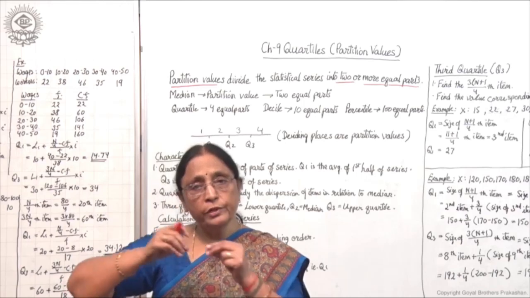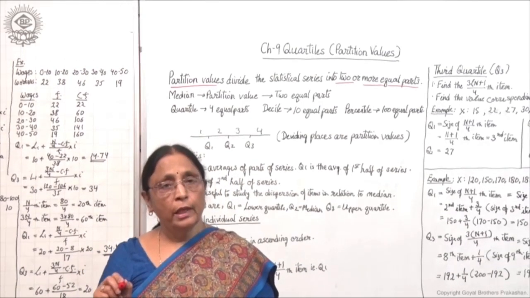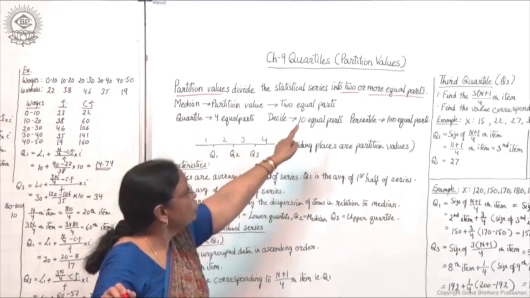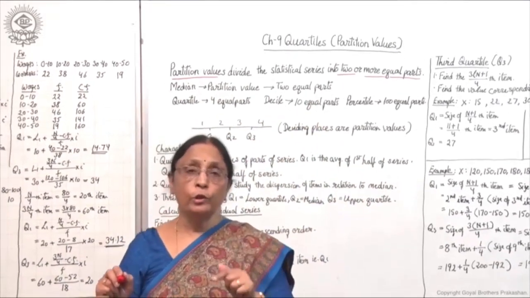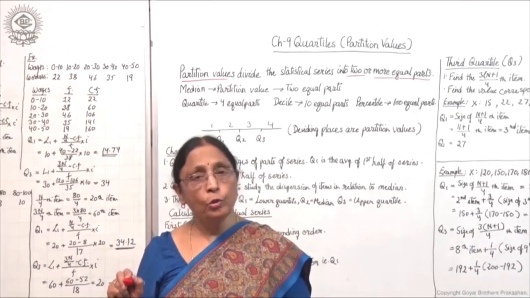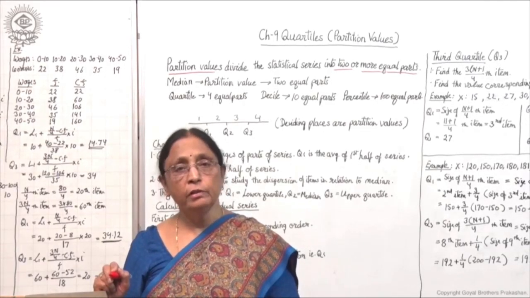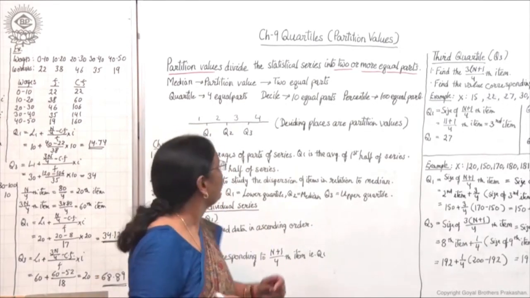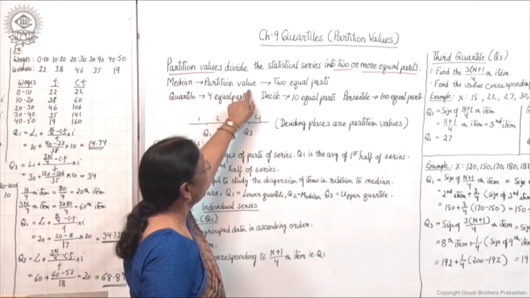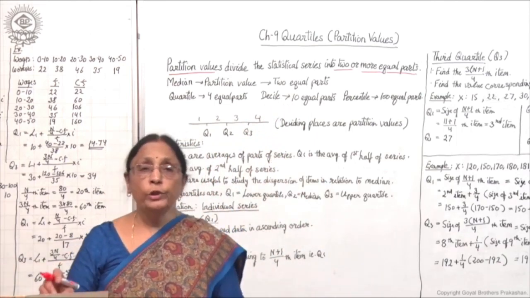So the whole series is divided into equal parts, and partition values divide the series into two or more equal parts. When the series is divided into two or more than two equal parts, it is known as partition value, right? Now median is also known as partition value because it divides the series into two equal parts.